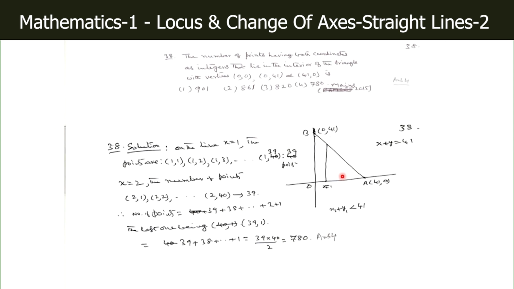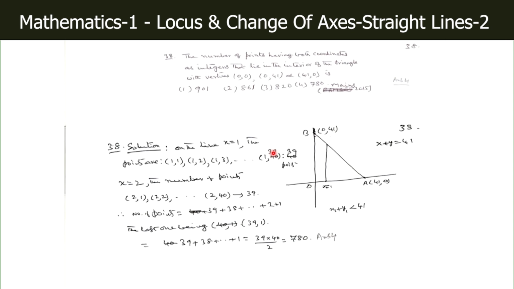Now, you will count the number of integral points on the line x is equal to 1. On the line x is equal to 1, the points which lie inside the triangle are (1, 1), (1, 2), (1, 3), etc., up to (1, 39). Because (1, 40) we don't count, since (1, 40) means x plus y is equal to 41. That means the point lies on the side, the hypotenuse AB. But it is asked for internal points inside the triangle.